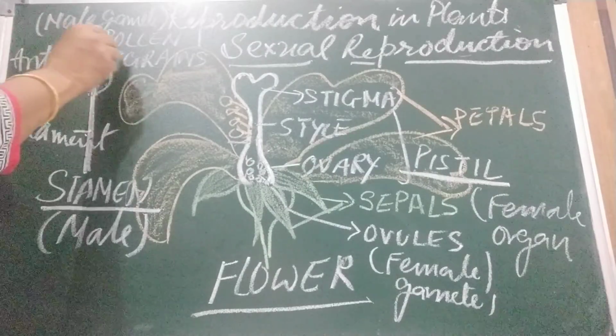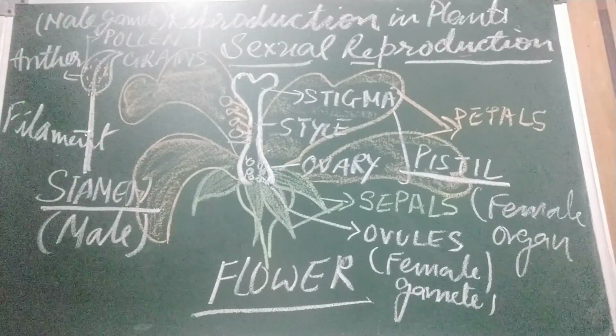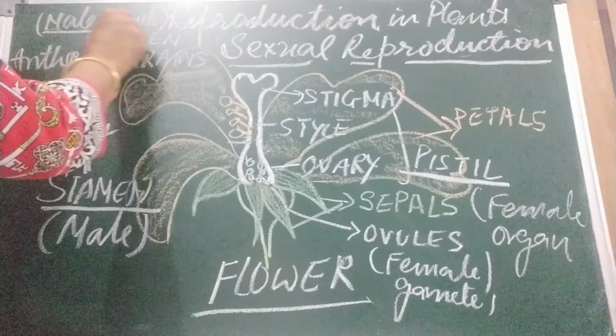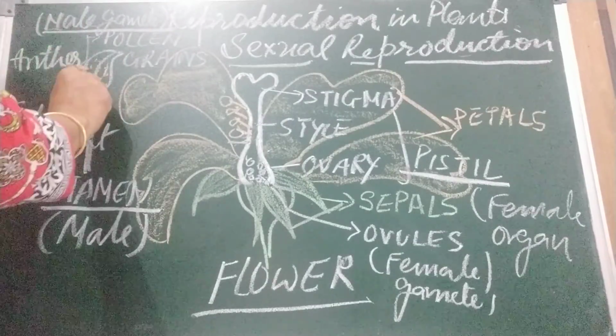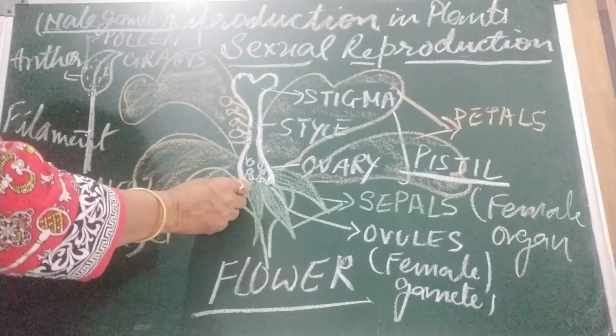In this anther, a large number of pollen grains are present. These pollen grains are male gametes. So male gamete: pollen grains; female gamete: ovules.